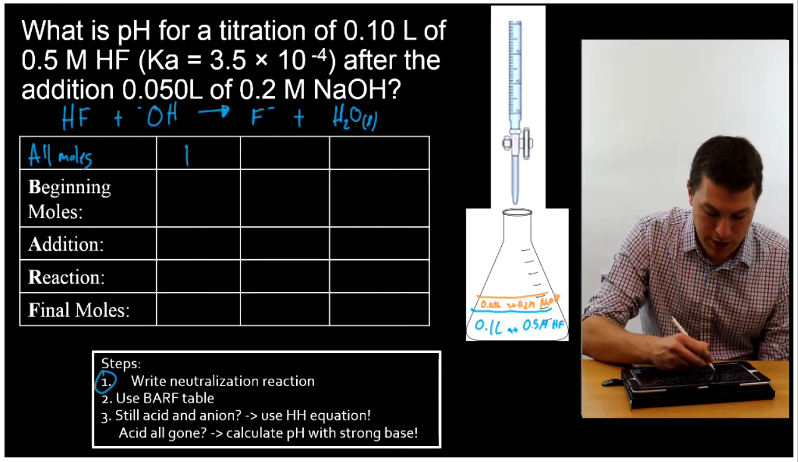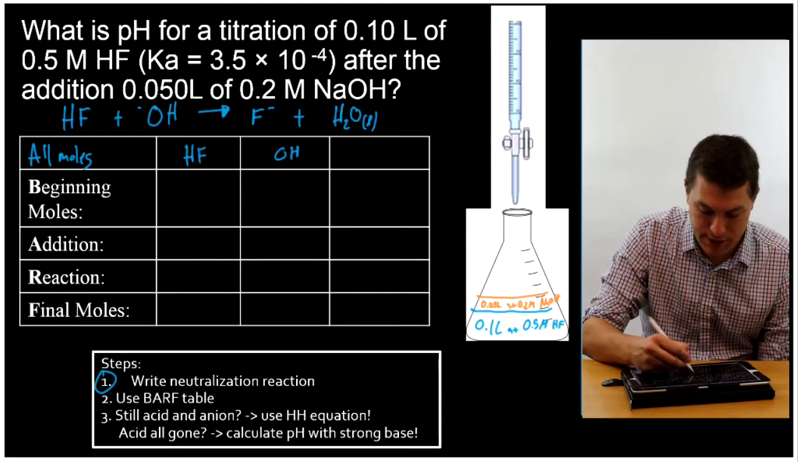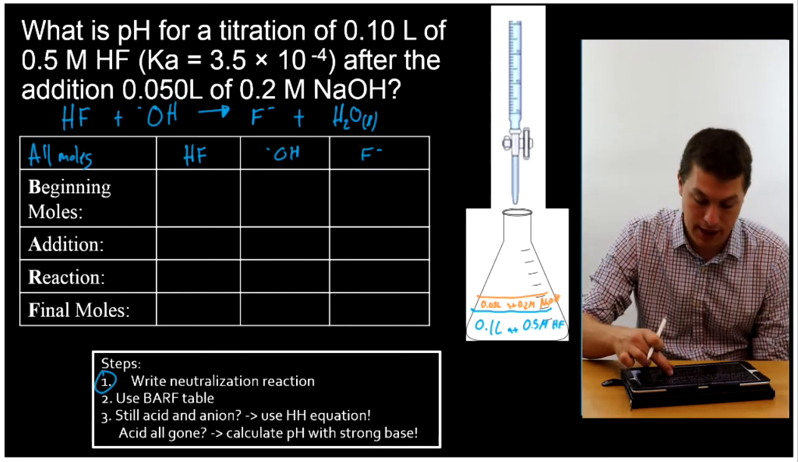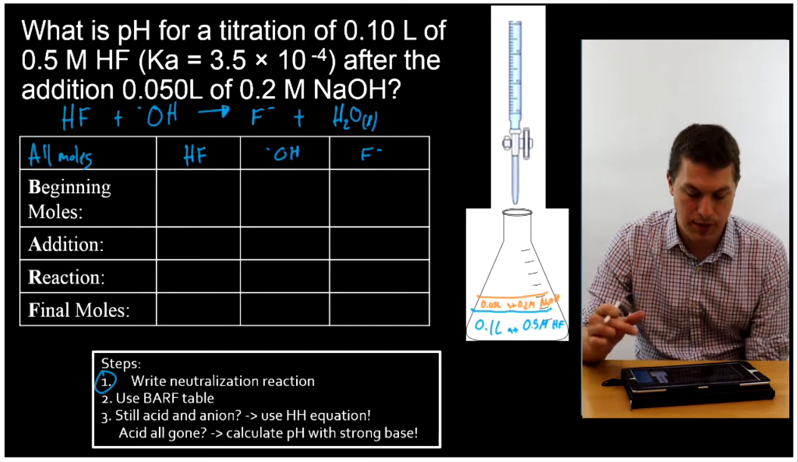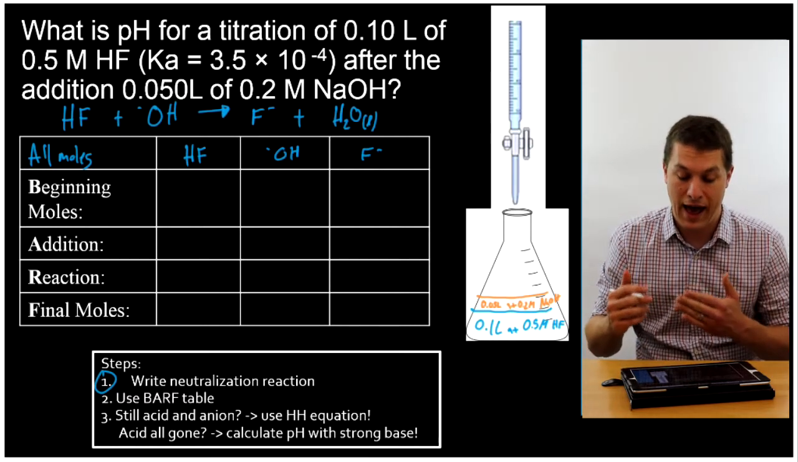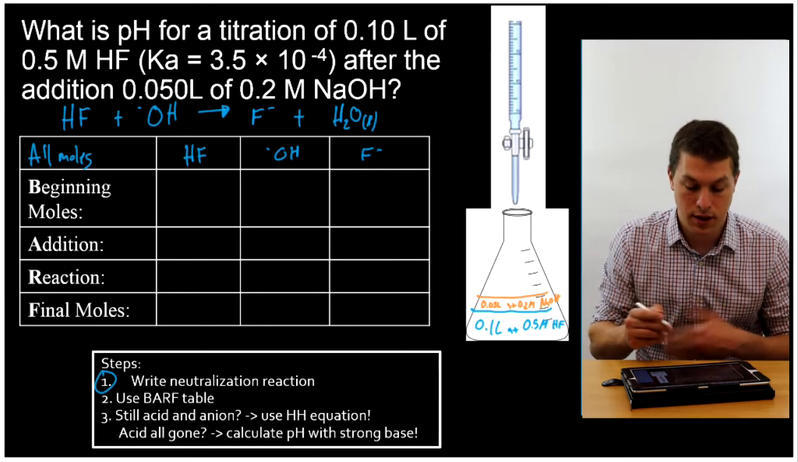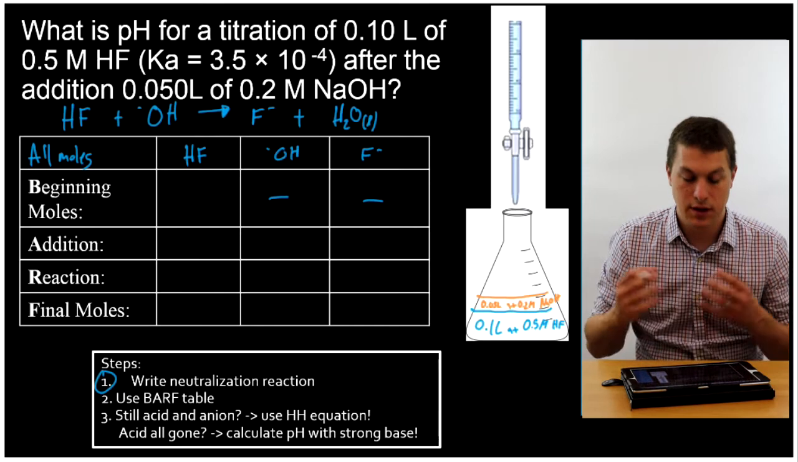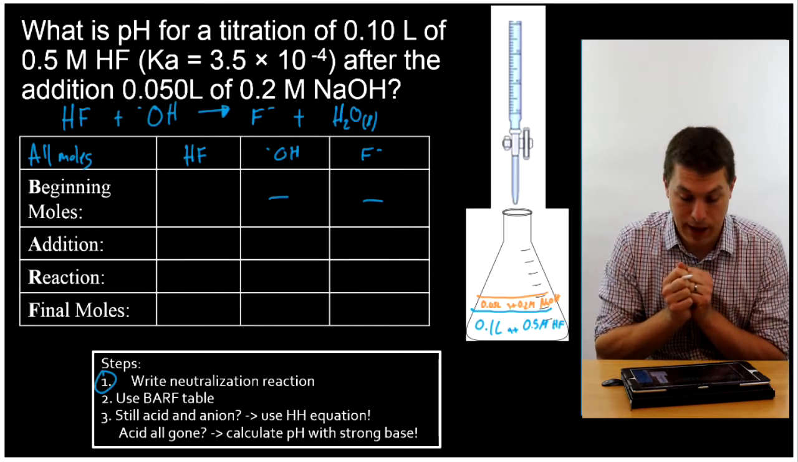And in my BARF table, I'm going to track HF, OH minus, and F minus. I don't need to worry about water. It's not going to impact the pH. And then I'm going to write my beginning moles. So notice that before I add any of my sodium hydroxide, I have no OH and no F minus. So beginning moles basically means imagining all my HF together in the bottom.